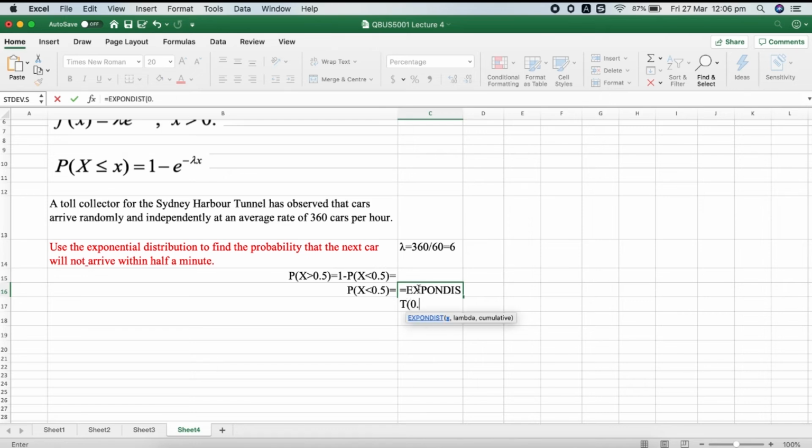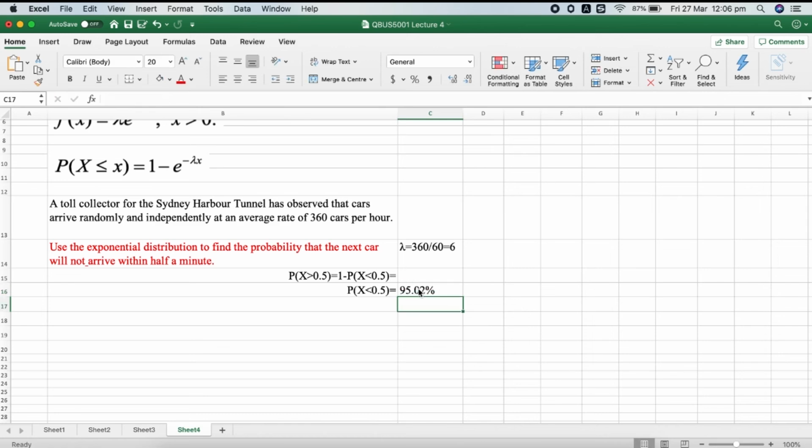The x is 0.5, and lambda is 6. Since it's a cumulative result, we press 1 here and press enter. Then we can get the result.